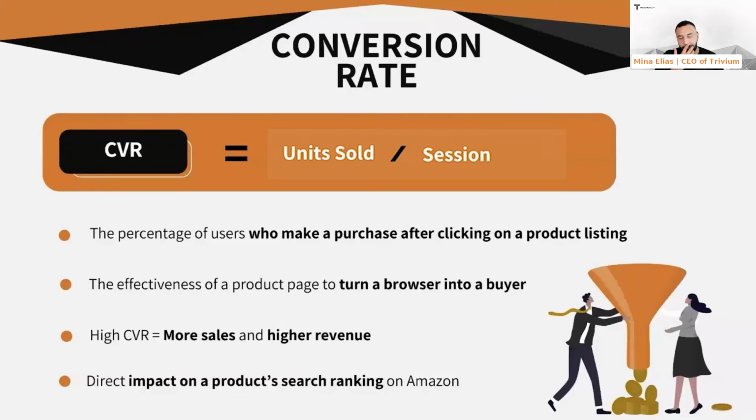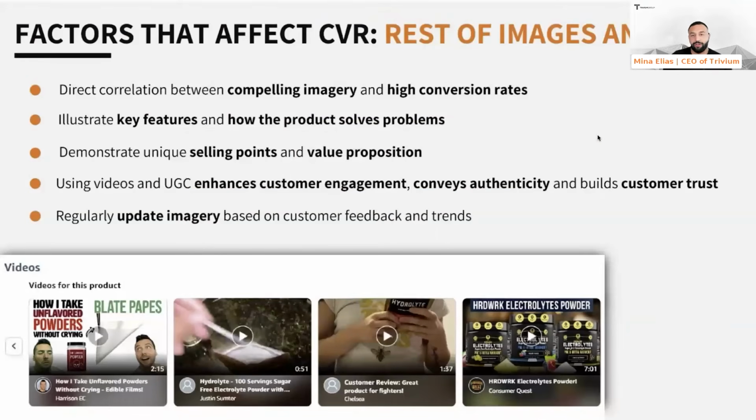Let's talk about conversion rate. It's the units sold divided by the sessions. So how many people purchase your product divided by how many sessions you had in the listing. So if there's 50 units divided by 100 sessions, that's a 50% conversion rate. Okay. So what are some of the factors that affect conversion rate?